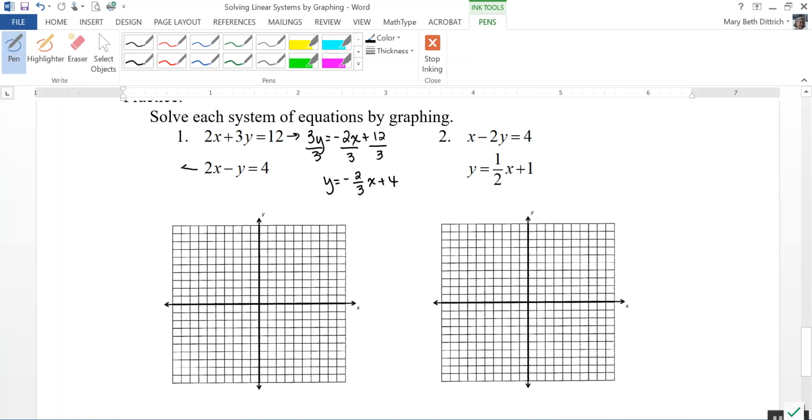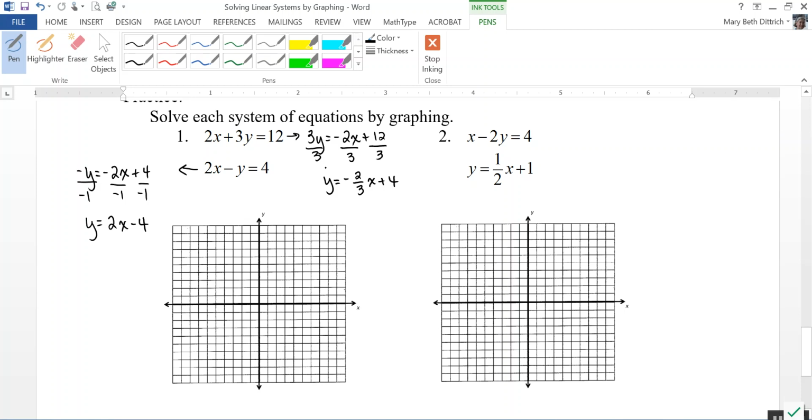And I'll go ahead and do this one over here. Subtracting 2x on each side leaves me with negative y equals negative 2x plus 4. And dividing everything by a negative 1, I have y equals 2x minus 4. So they are not the same line and they don't have the same slope. So I'm going to have one solution to this system.